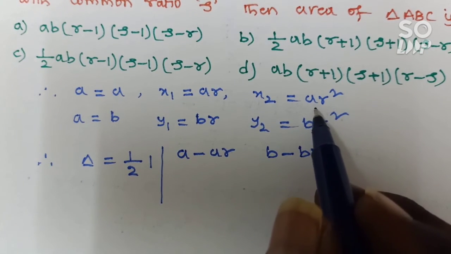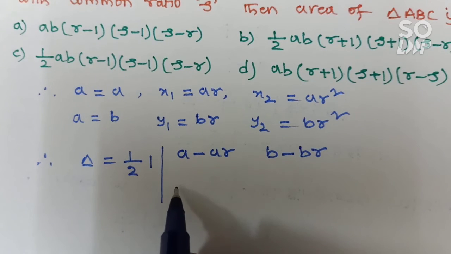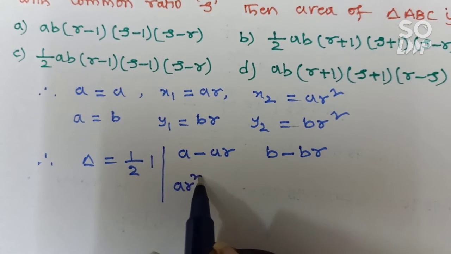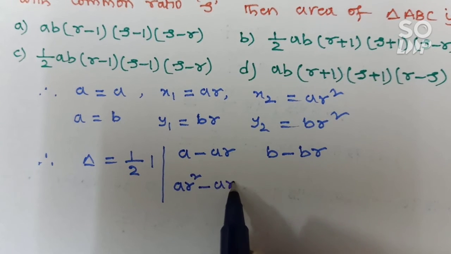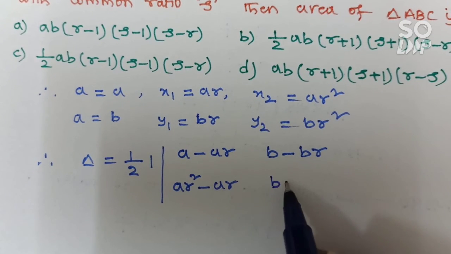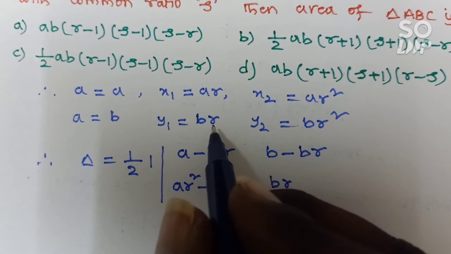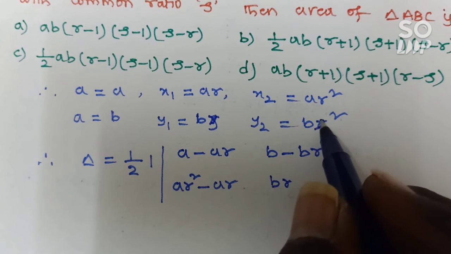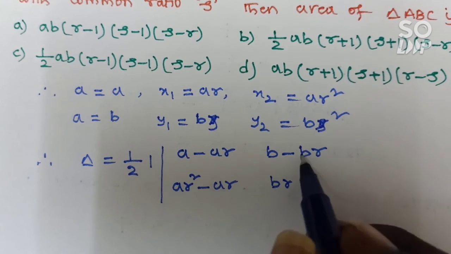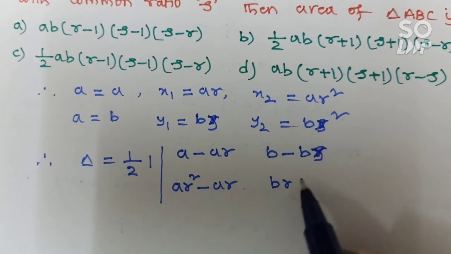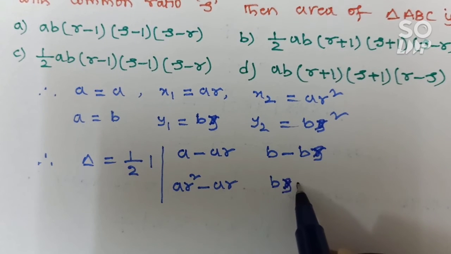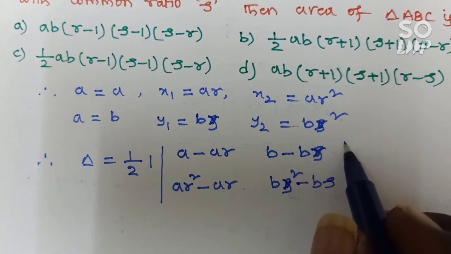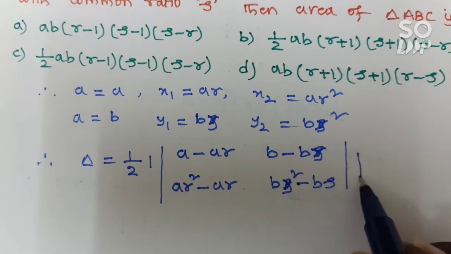Next, x3 minus x2 is a into r squared minus a into r. And next, here the common ratio is s, so b into s squared minus b into s. Right? So this is the substitution value.